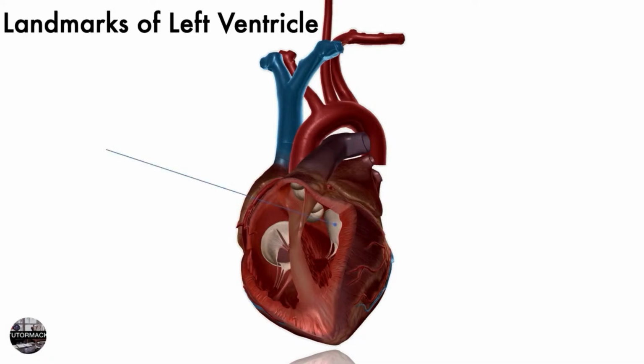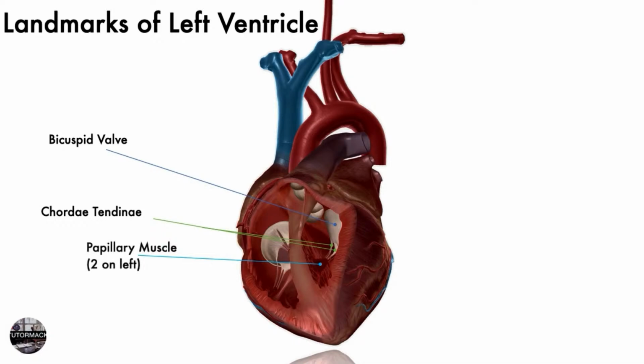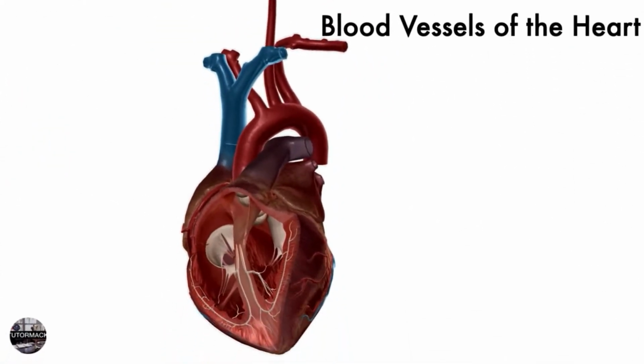Landmarks of the left ventricle. You know that. Yeah, bicuspid valve, mitral valve, left atrioventricular valve. What about here? Chordae tendineae. They hold those valves. That's right. Papillary muscles. There's 2 on the left, 3 on the right. Aortic semilunar valve. Good.